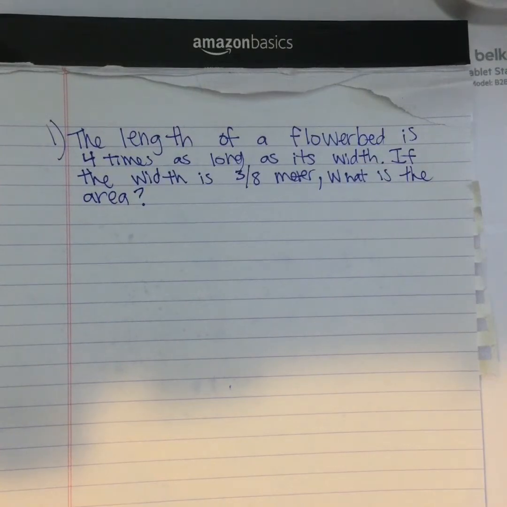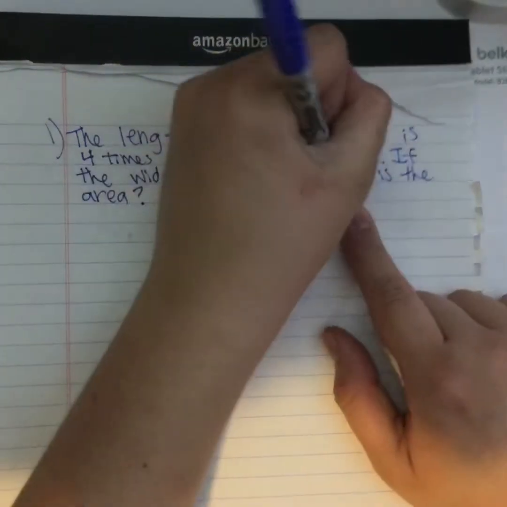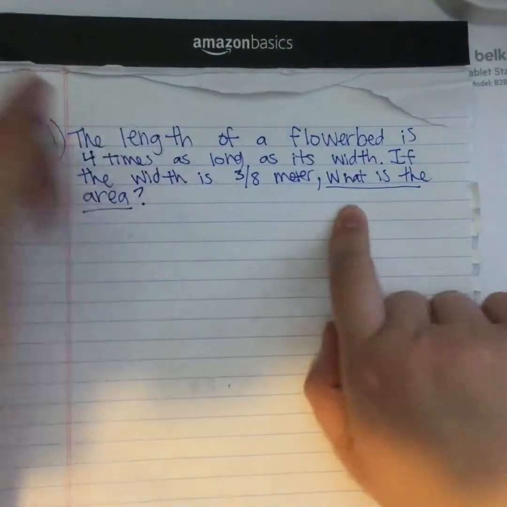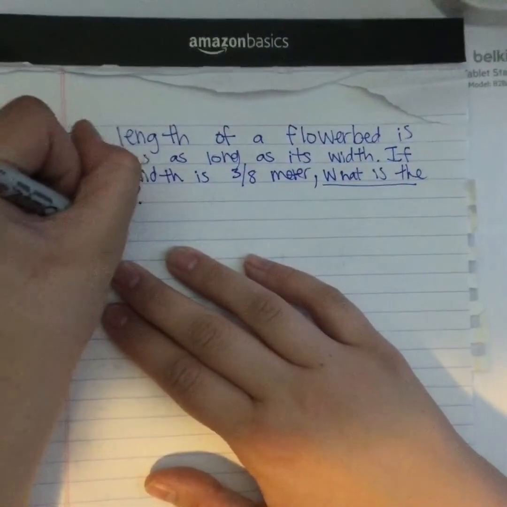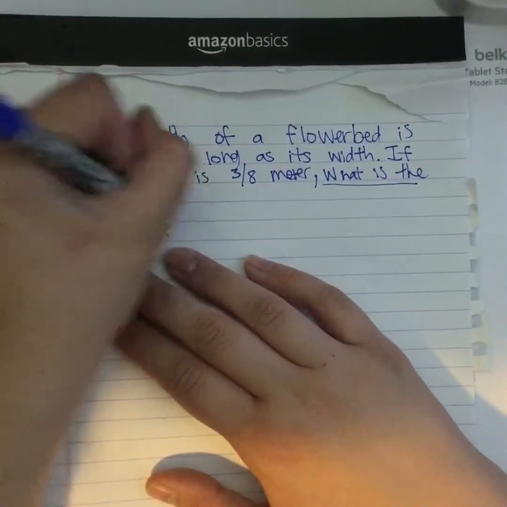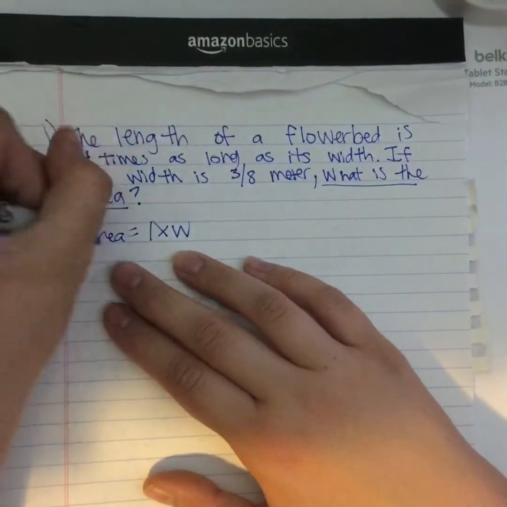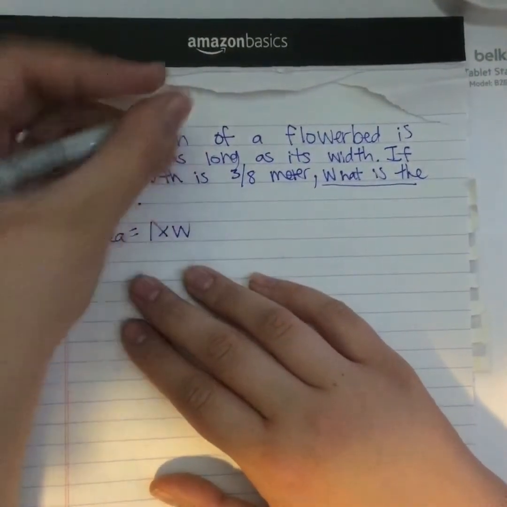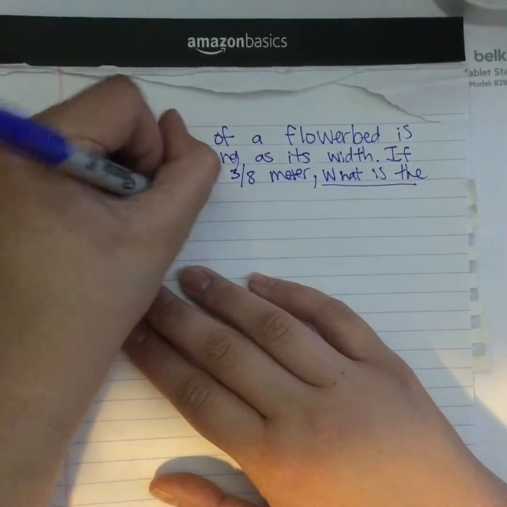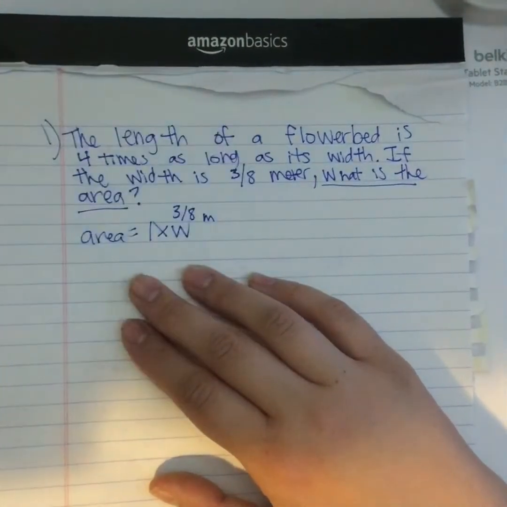Question 1 says, the length of a flower bed is 4 times as long as its width. If the width is 3/8 meter, what's the area? So, with this, we know we're looking for the area. We know that area equals length times width. We know what the width is. The width is 3/8 of a meter.